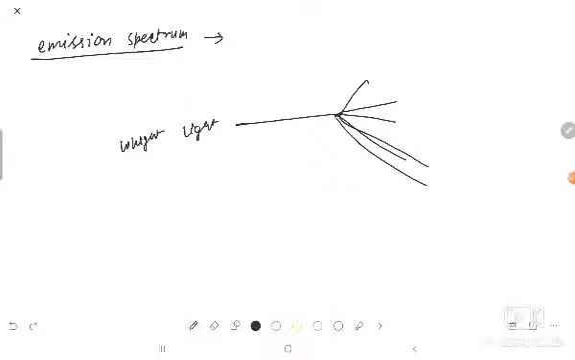Every radiation is colorful, some in the visible region. When you see white light, white light in the visible region is split into seven colors. So they are talking about this one. Okay. So that is emission.